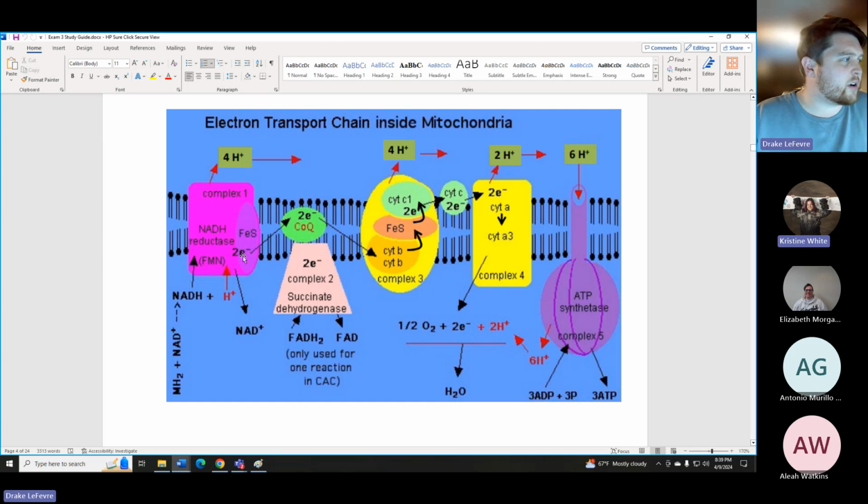Okay, so we transferred our electrons to CoQ. We also mentioned this before. Our FADH2 gives its electrons to complex 2. And Antonio, you were right earlier when you said succinate dehydrogenase. That's part of complex 2. So you were correct in saying that. Good job.